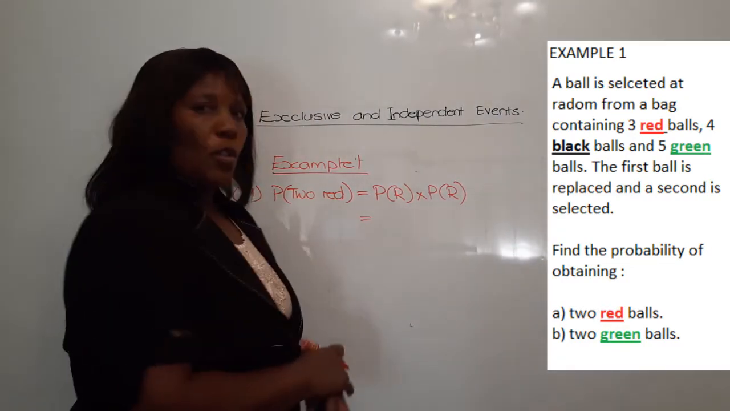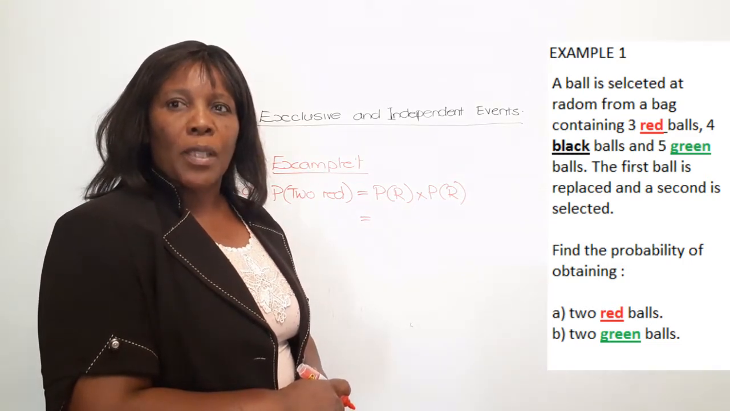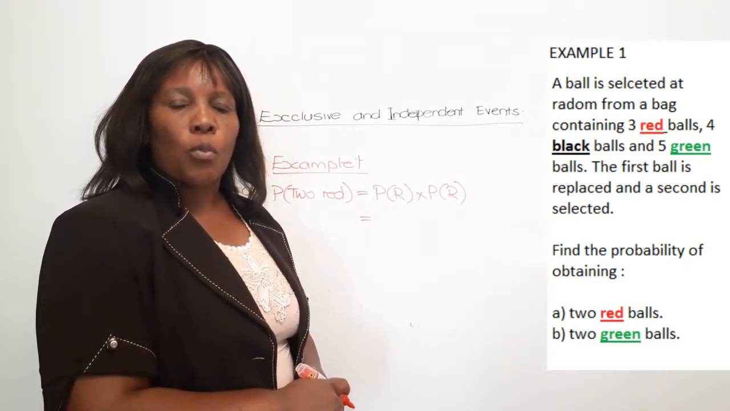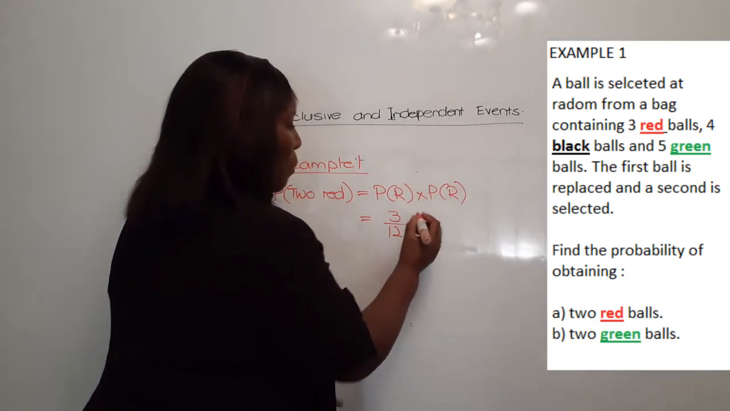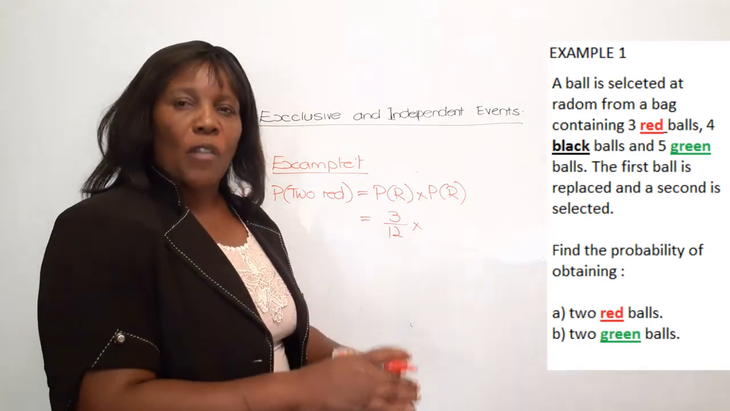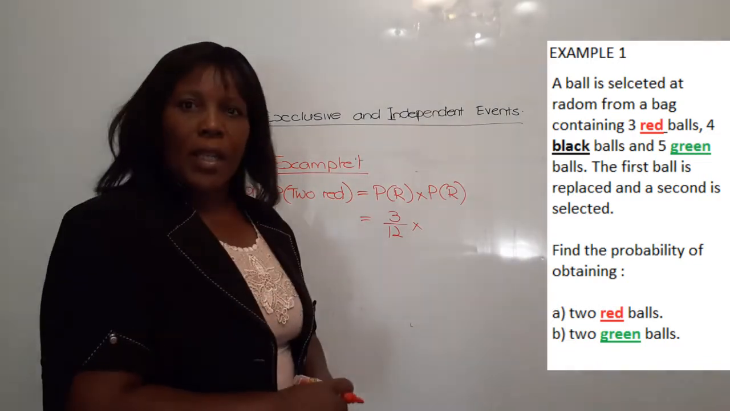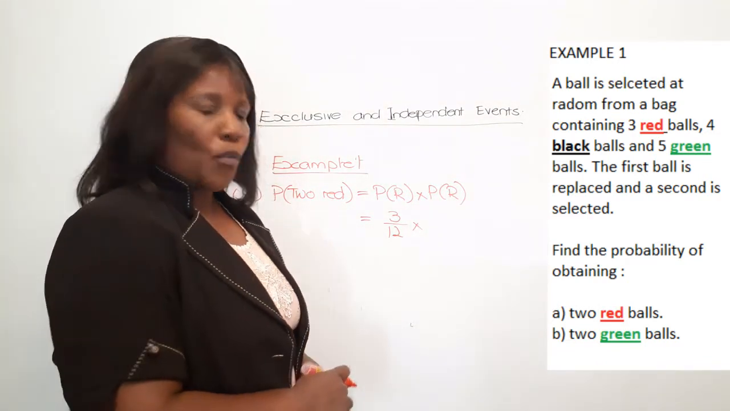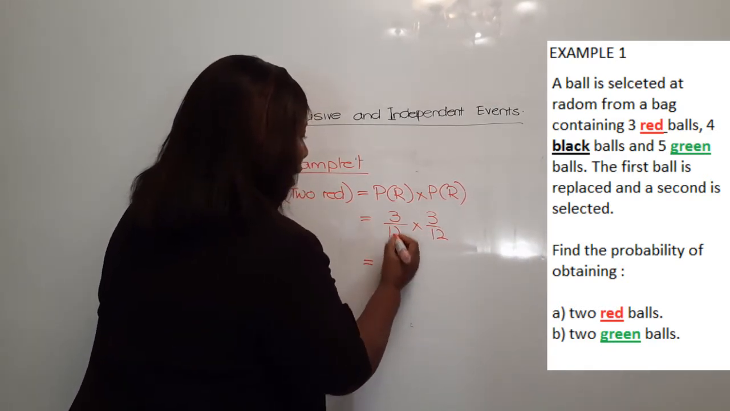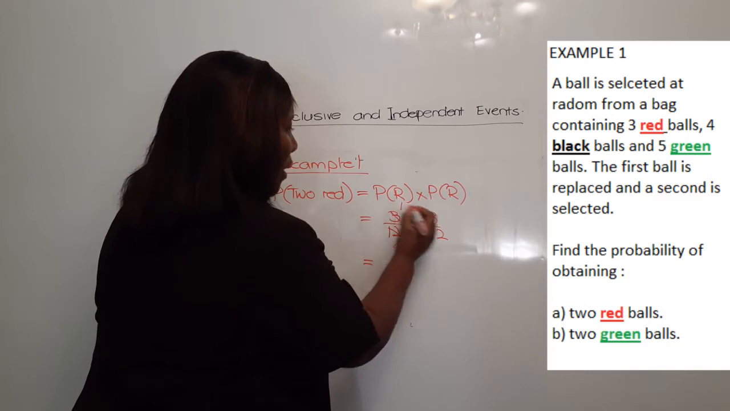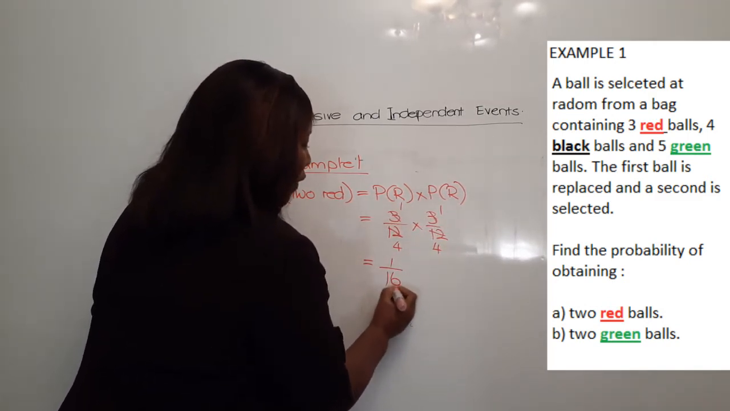So what is the probability of getting a red from our example? We have 3 red balls, and the total of balls that we have is actually 12. So this is equal to 3 out of 12 multiplied by, again, because we have returned the red ball after picking, we still have our 3 red and our total of 12. So multiply by 3 over 12. And the answer here, I would reduce this to their lowest terms, and I'm getting 1 out of 16.